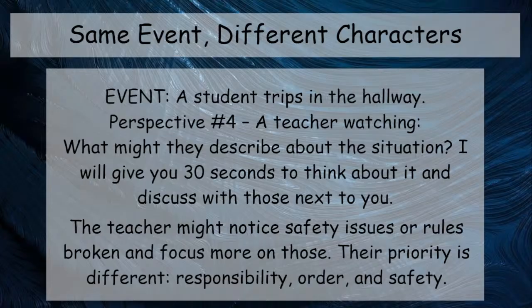So when they see the student fall, they would be concerned and they would prioritize safety and rules broken or things like that, right? They would want to focus on the order of things. They would want to focus on whether you were responsible or not, if you were breaking the rules or not, right? So when they tell the story, they might focus on these aspects because that's their priority, their main focus, which is different from all the other characters. So their perspective of the situation would be much different from the rest.